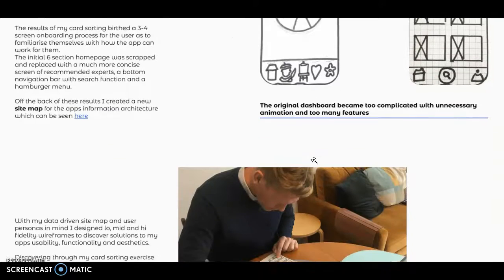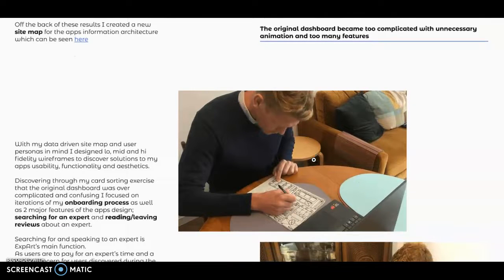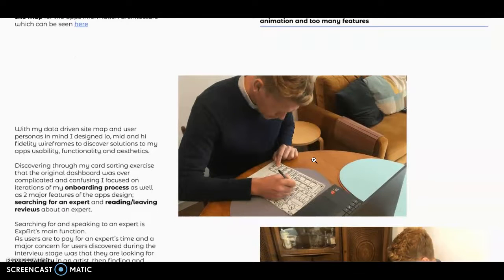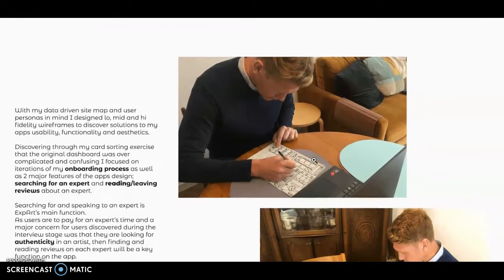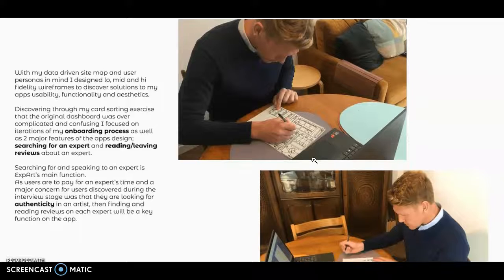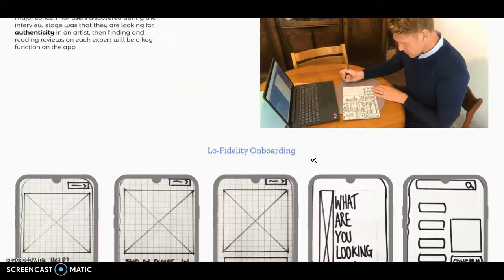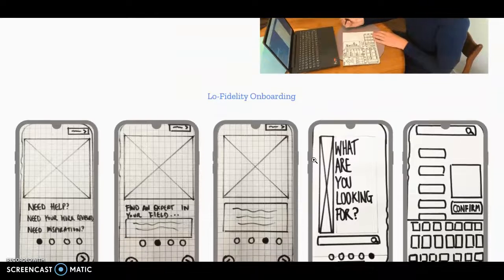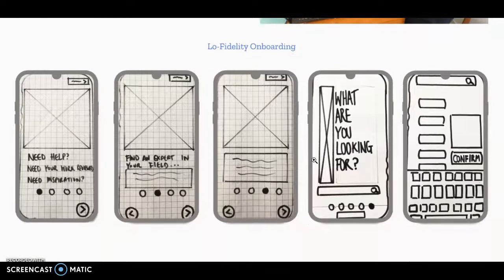With my data-driven sitemap and user personas in mind, I then designed low, mid, and high-fidelity wireframes to discover solutions to my app's usability, functionality, and aesthetics. The low and mid-fidelity wireframes, as you can see, were designed in grayscale to keep the focus on refining the functionality and building clearer navigation.